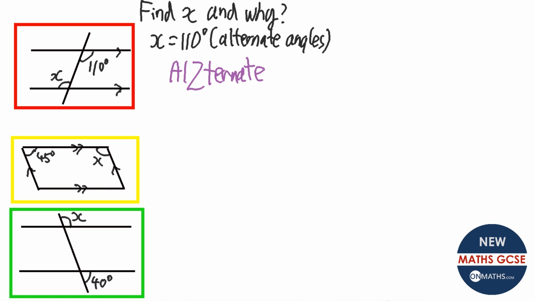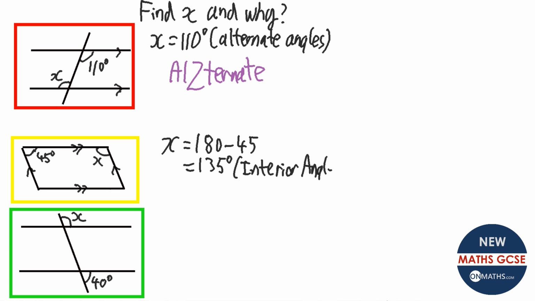So here we know that x is going to be 180 take away 45, and on this question we're looking at the parallel lines at the left and right, and we're ignoring the parallel lines at the top and bottom, so it's just the other way up. So I know that 180 take away 45 is 135, so that's going to be 135 degrees. And the reason is, and again I prefer interior.